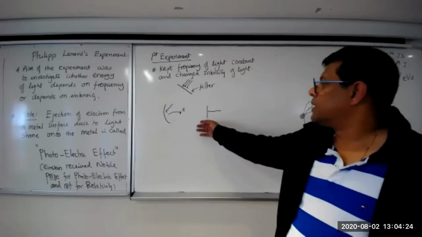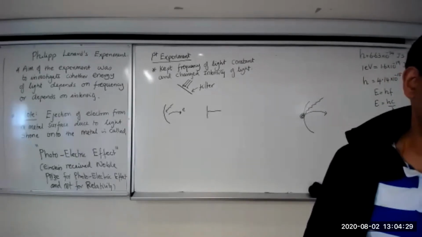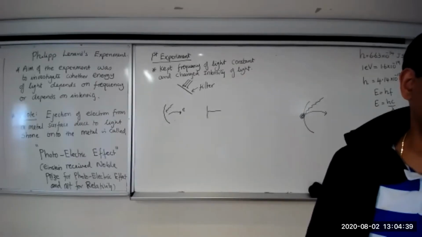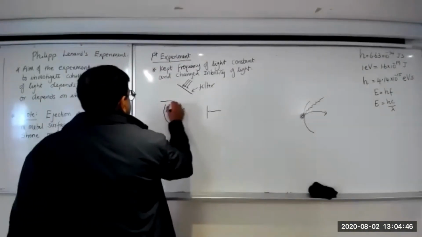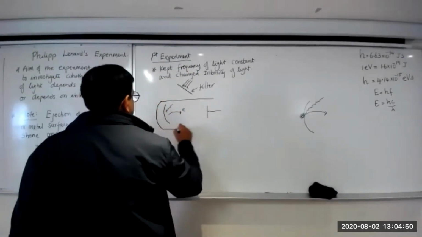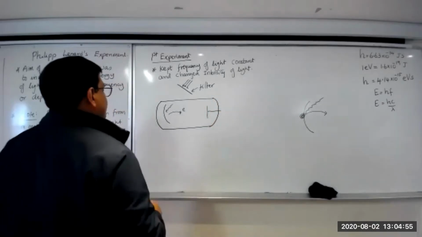What's the problem with this kind of a setup still? Electrons are ejecting, that's fine. Why the sparks? Because electrons are interacting with the air molecules and heating up and losing energy. How to avoid that? I need a vacuum. Okay, that's a vacuum.